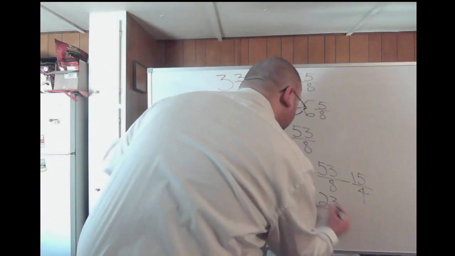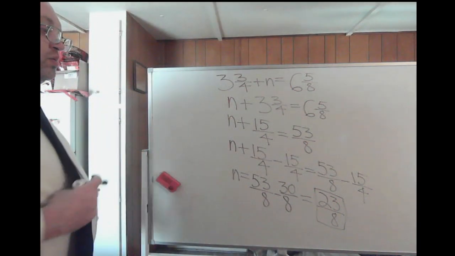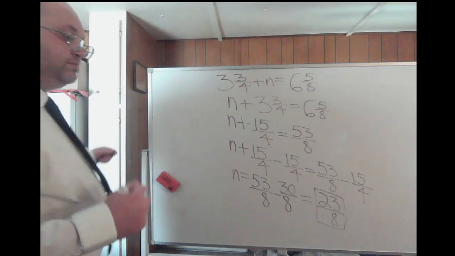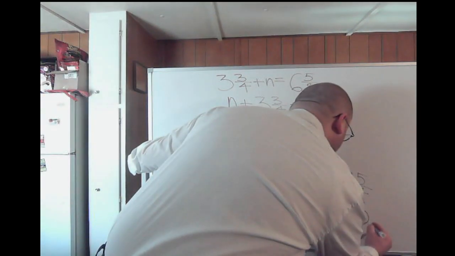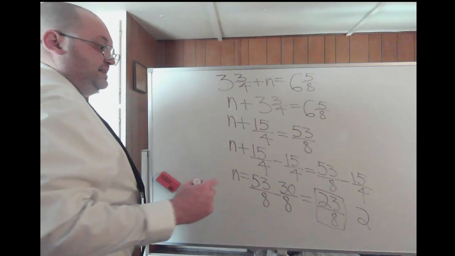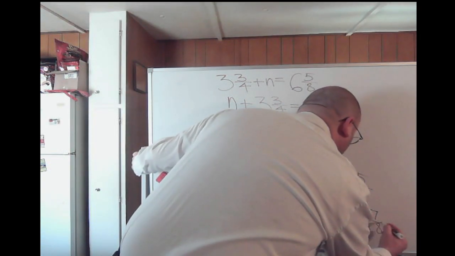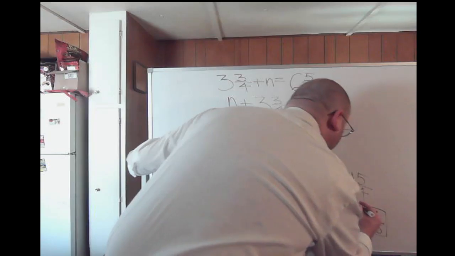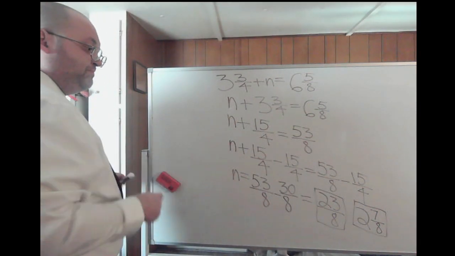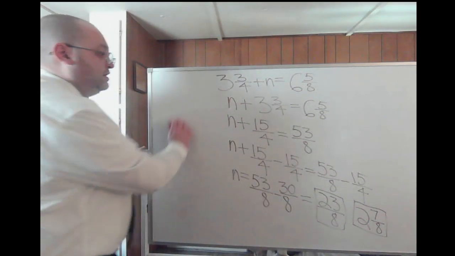So 23/8 is one acceptable answer. But we need to get this into a mixed number. How many times does 8 go into 23? It goes in twice. So you'll have 2 for your whole number. 2 times 8 is 16, so you have 7 more than 16, so you have 7 left over. Your answer in mixed number form would be 2 7/8. That's exactly what you get, 2 7/8. So 23/8 or 2 7/8, either answer is acceptable.